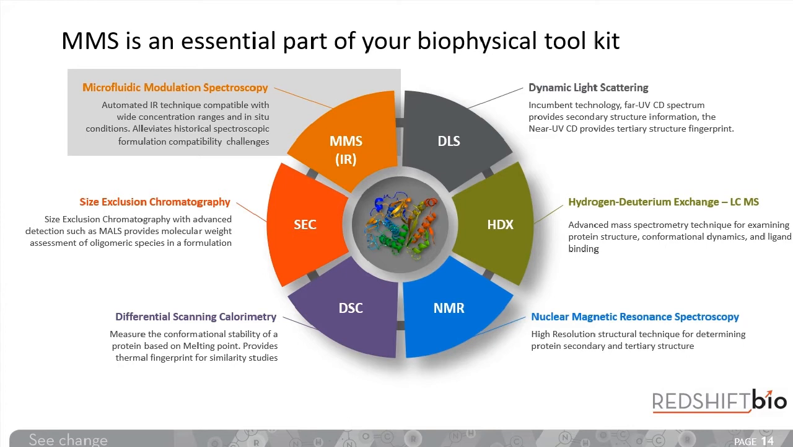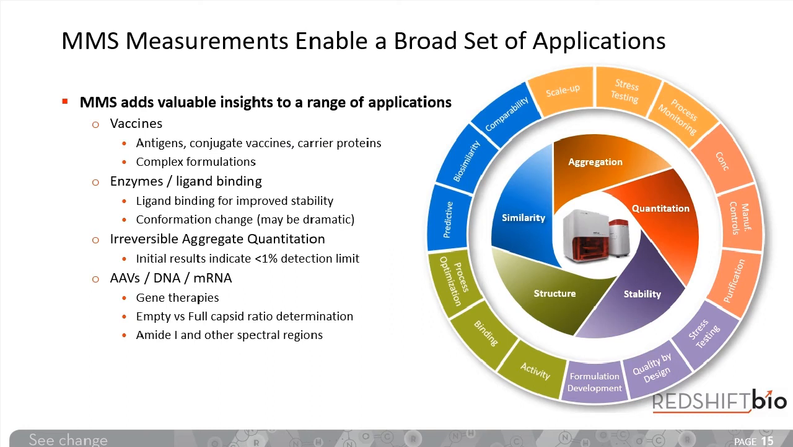MMS fits alongside SEC, DSC, DLS, hydrogen deuterium exchange LCMS, and NMR as a critical tool in today's biophysical research environment. The key measurements performed by MMS are aggregation, quantitation, stability, structure, and similarity. These 5 basic measurements impact a wide range of applications across a very broad range of research areas, such as biologic drugs, vaccines, enzyme ligand binding studies, as well as AAV characterization and nucleic acid therapeutics.